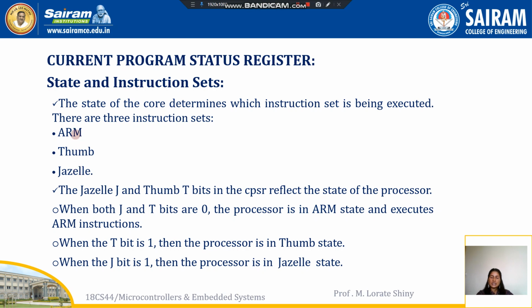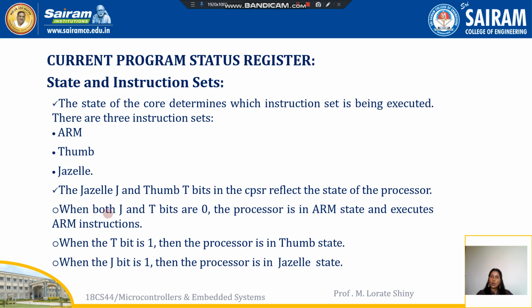The ARM instruction set will be activated only when the processor is in ARM state. The Thumb instruction set will be activated only when the processor is in Thumb mode. Jazelle is activated only when the processor is in Jazelle mode. There are three states, but we have only two bits to decide the state. The bits are the Jazelle J and Thumb T bits. J and T bits are available to decide the state.